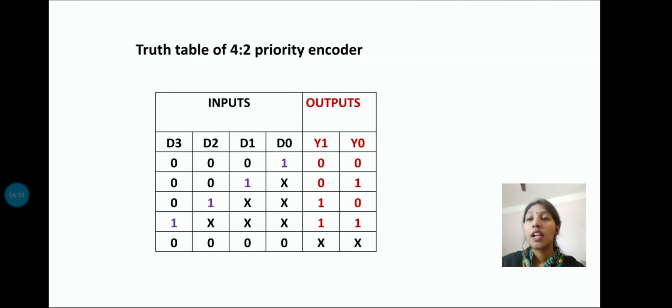In the last condition, when all the bits are inactive, 0 0 0 0, the outputs are considered as don't cares. It is considered an invalid condition.